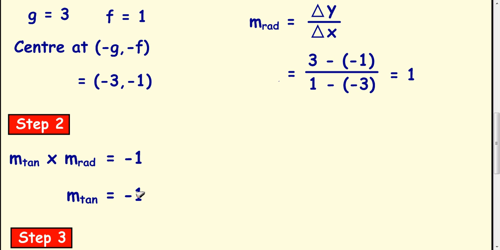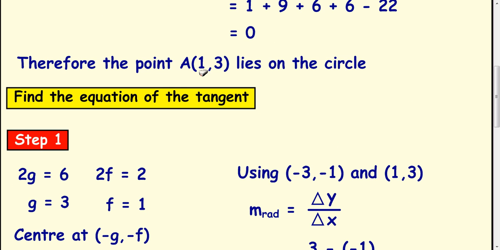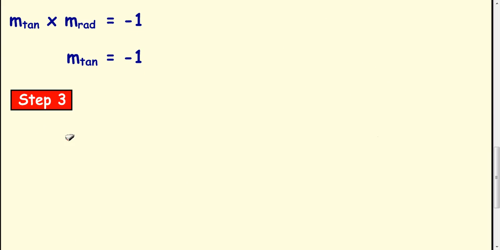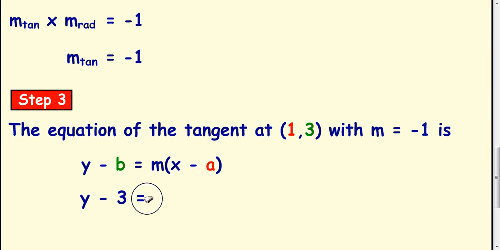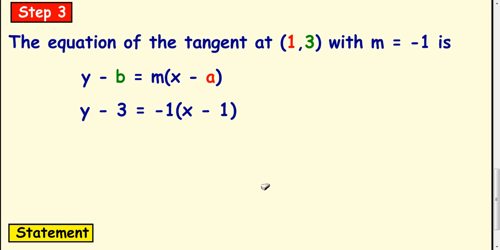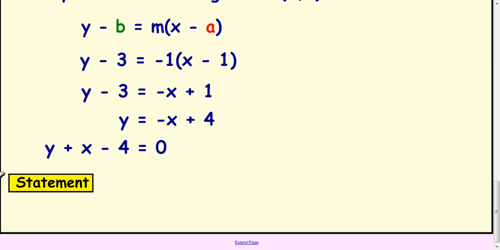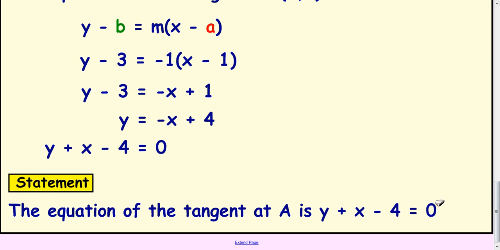So now we've got the gradient of the tangent and we've got a point of contact, (1, 3). So we use these two things to do y take b equals m(x take a). So y take 3 equals -1(x take 1). That becomes -x plus 1, and then add the 3 to get y equals -x plus 4. You can rearrange it all to equal 0, adding the x and taking away the 4. The equation of the tangent at A is y plus x minus 4 equals 0.